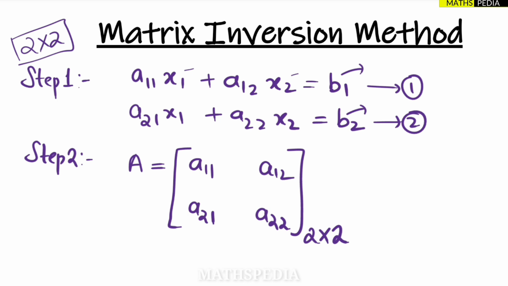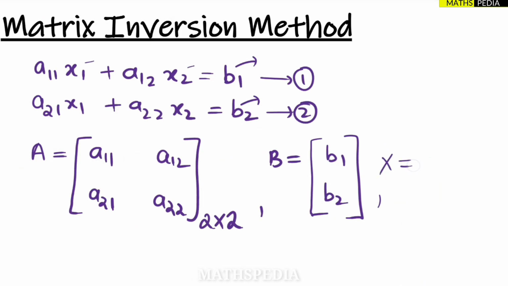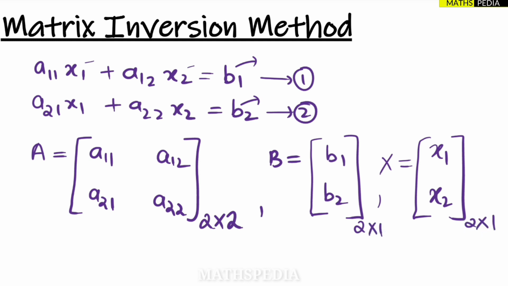In the second step we also have to form the B matrix. What is the B matrix? The constant terms sitting on the right hand side of the equation, which is nothing but B1 and B2. Simple. Next, what will be X? X is also a matrix which should be formed. X is nothing but the unknown variables, x1 and x2. You can write the order of the matrix, which is 2 rows and 1 column. So always form the column matrix like this. Next, the second step is done.